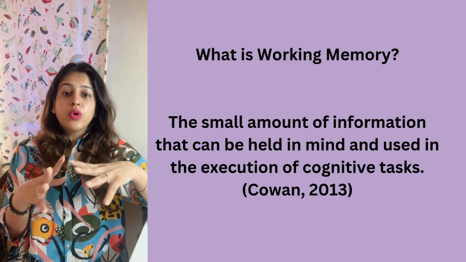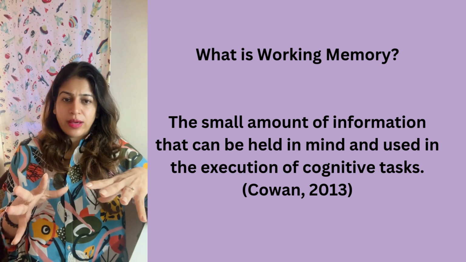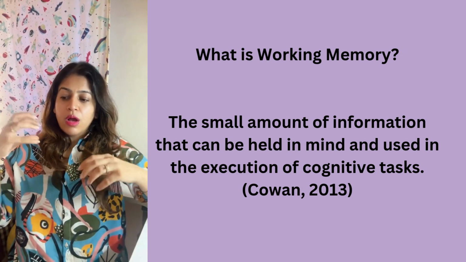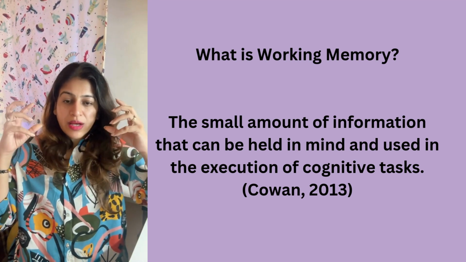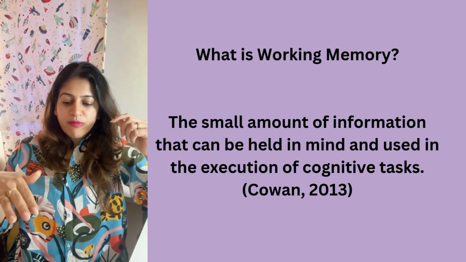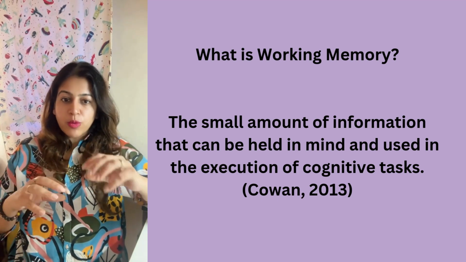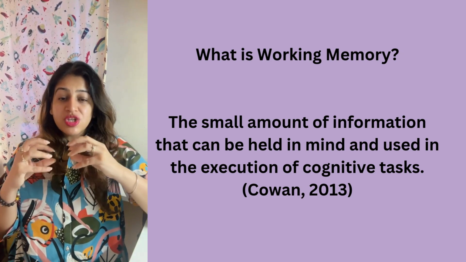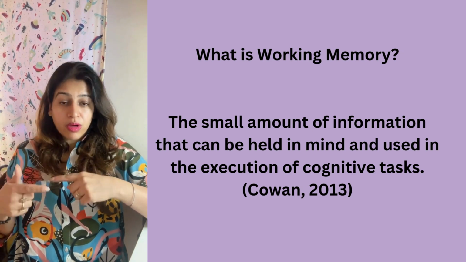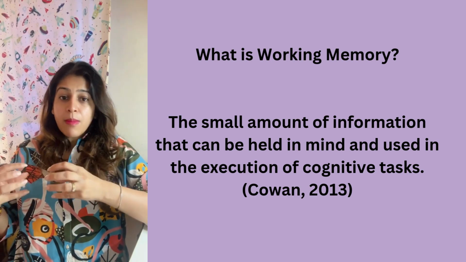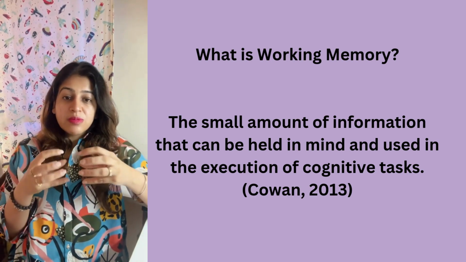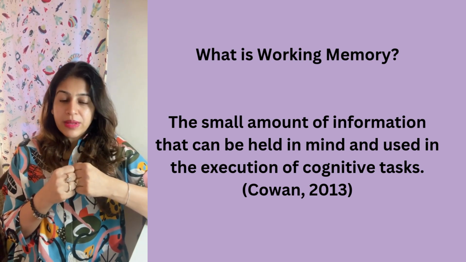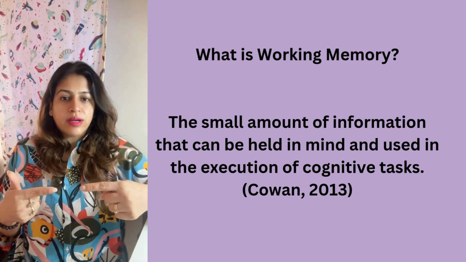For example, let's say you're cooking in the kitchen, and while you're cooking, in your current working memory you think, okay, I've put in salt, I have put in this, now I have to put this. You can do all this when the information is in your memory and you're working on it at that moment. A small amount of information is being held in your mind so that you can do the cognitive task.